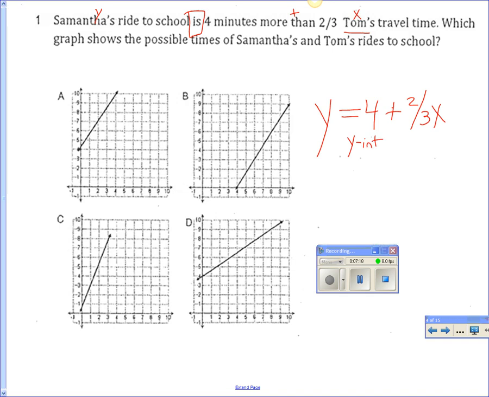So if I look at the graphs, guys, this is the Y. It has to be at 4 on this. So does this one have a 4 on the Y? Yes. Does this one have a point at 4 on the Y? No. So I'm going to cross this one out. So 4 has to be on the Y. All right, what about C? Does it have a point at 4? And then D, does it? Yes. Okay.